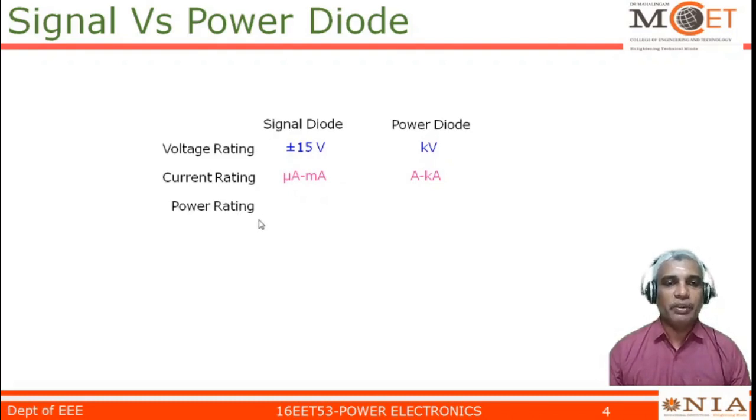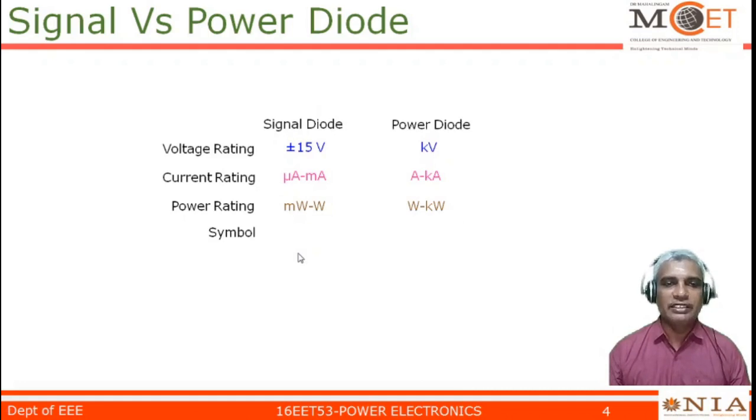When I come to the power rating, the power rating of the signal diode will vary from milliwatts to watts, whereas the power diode will be capable of handling watts to kilowatts. So if you look at the difference between all these three parameters, a power diode can handle a huge amount of power, whereas signal diodes are used only for very low power applications.